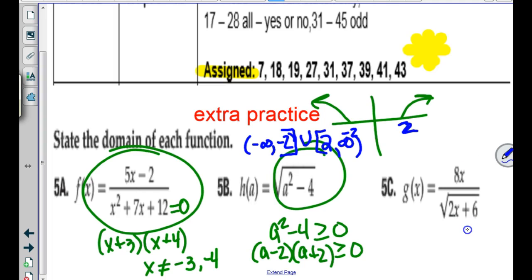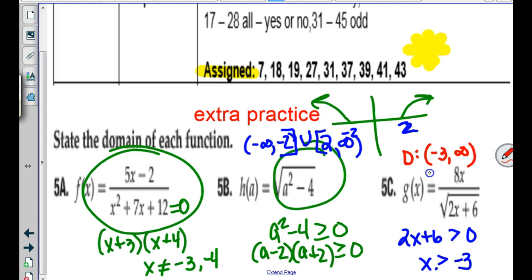Well, I just want the domain. Because there's a radical, whatever's underneath it has to be greater than or equal to 0. But because it's in the denominator, can it equal 0? No. Whatever's underneath it has to be greater than only, it can't equal 0. So solve that, and what are you going to tell me? X has to be greater than -3. So that, in interval notation, would be -3 to infinity.